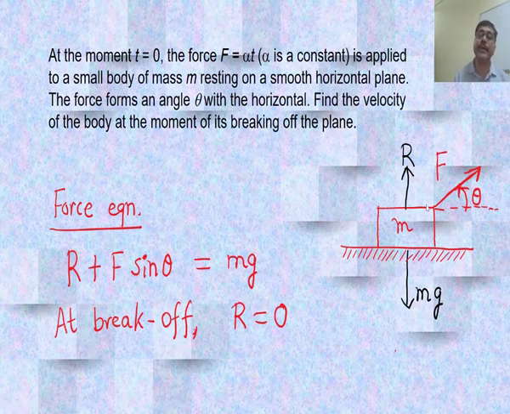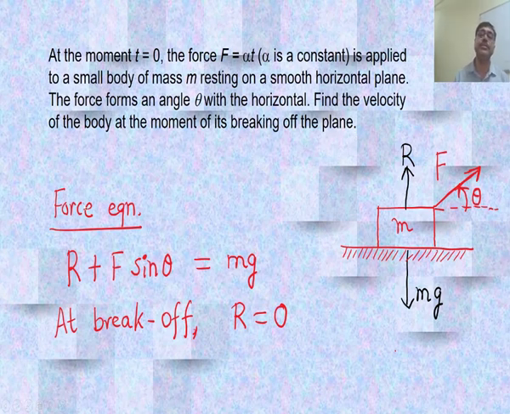Why do we expect the mass m will leave the ground? Only because as time proceeds, the force F increases. F is equal to alpha t increases, and when the force is large enough, then the mass m will go up. Our job is to calculate the velocity of the body when the mass exactly leaves the ground. We call it breaking off the plane.